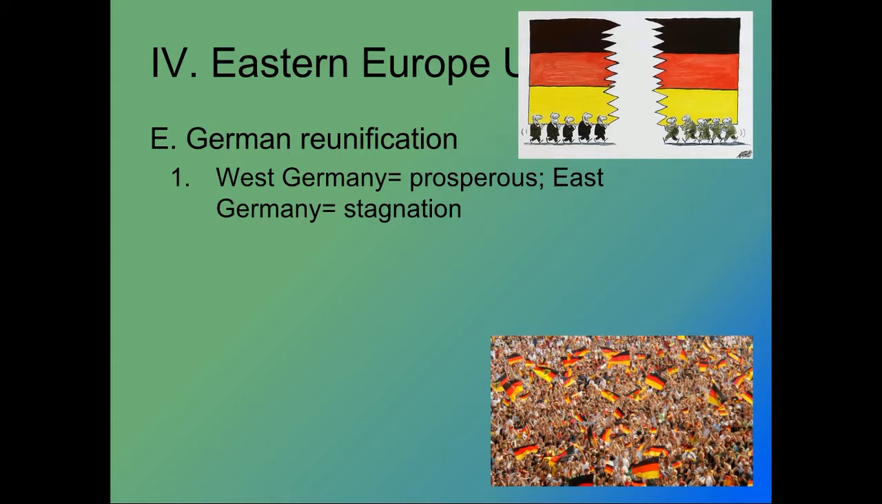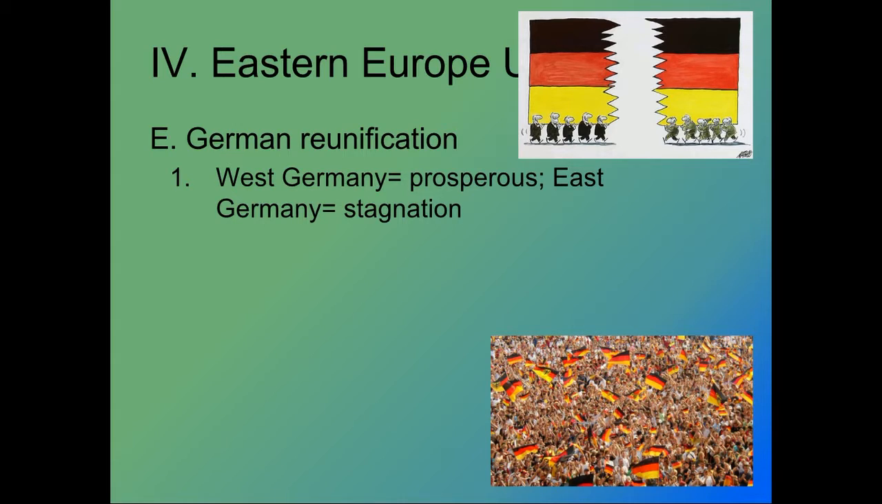But unlike what we see in the rest of the satellite states in Eastern Europe, in East Germany, they're much more aware of what they're missing. And that's partly because there is some communication between East Germans and West Germans. And also Berlin, which is the capital of East Germany. There's West Berlin, which is in the middle of East Germany.